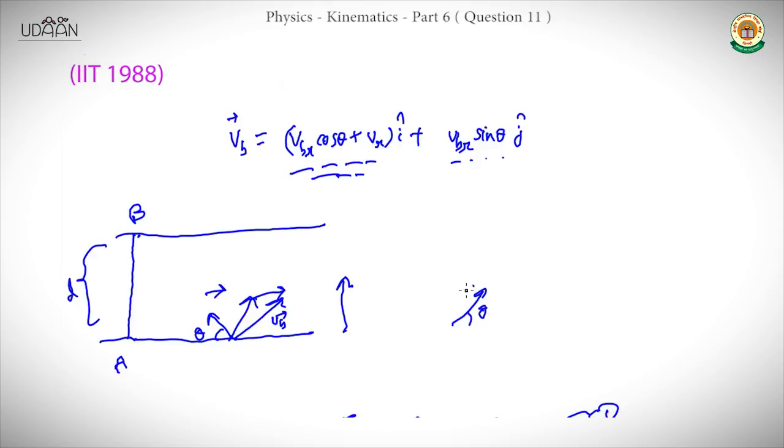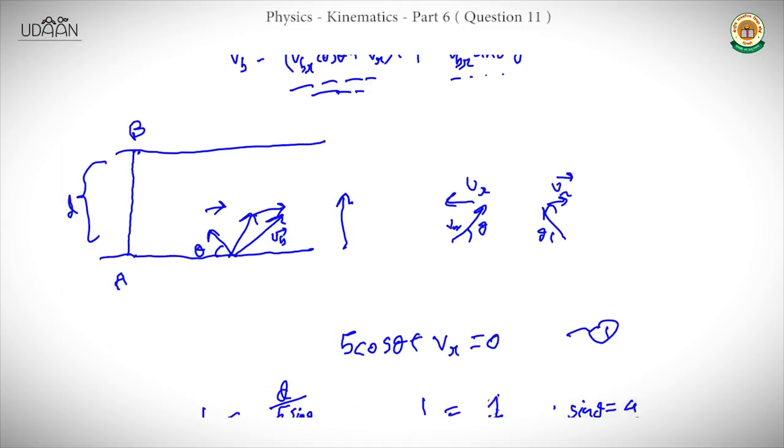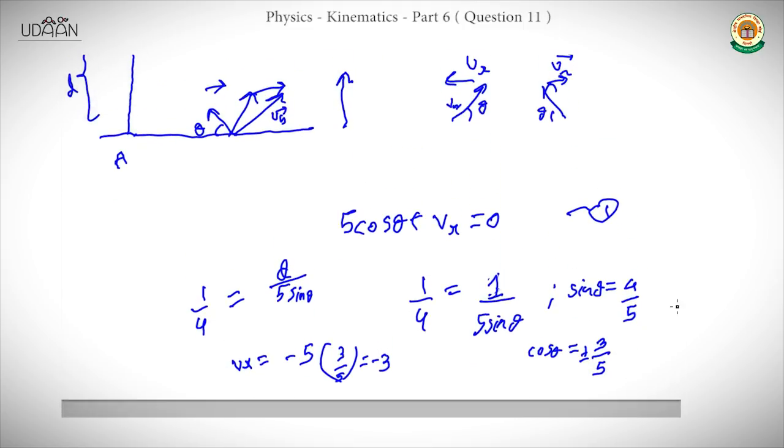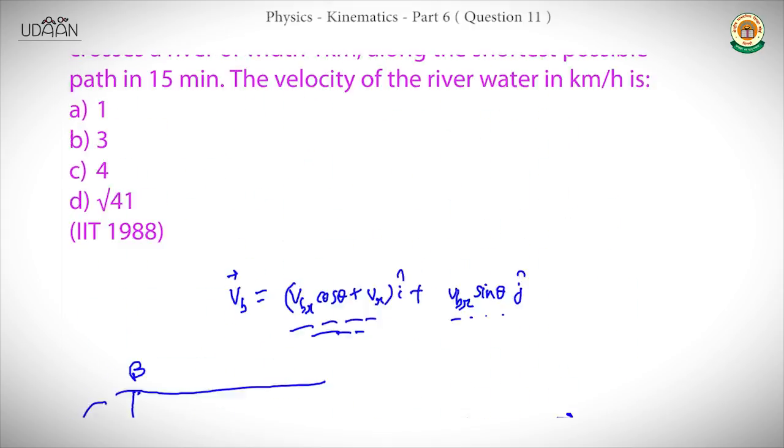If this is the case, then VR will be in this direction, and if this is VBR, then this will be the case. VR will be in this direction, but it doesn't matter because the question is not asking for the direction, just the magnitude, which is equal to 3. So we have the answer as 3.